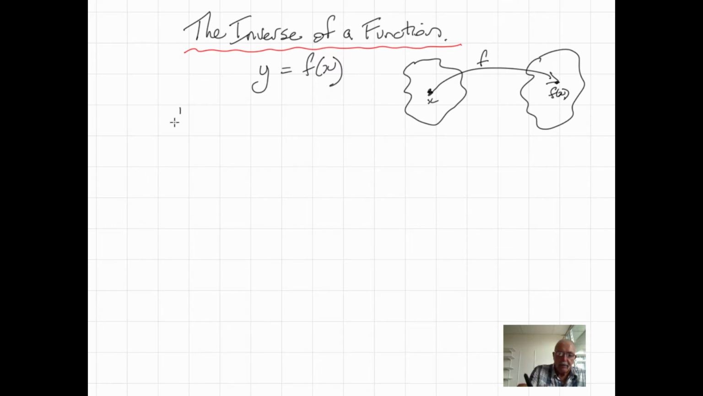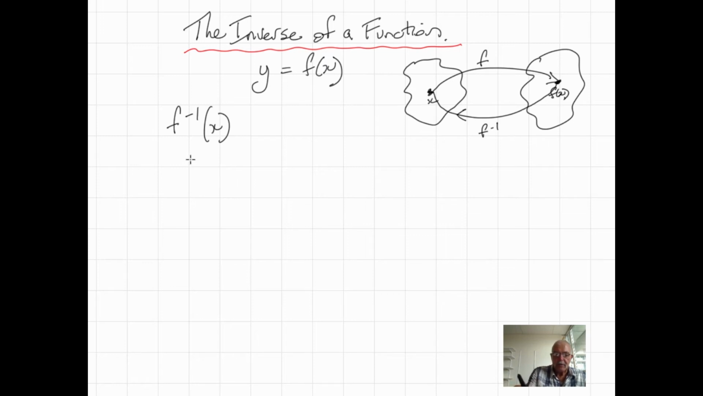So the inverse of a function, which we write as f to the minus 1 of x, if we have a look at our diagram here, it is the function that takes that point there and maps it back to the original point. So if you like, it undoes what f does. So given the original function mapping from there to there, the inverse of this function will actually take that point and bring it back again.